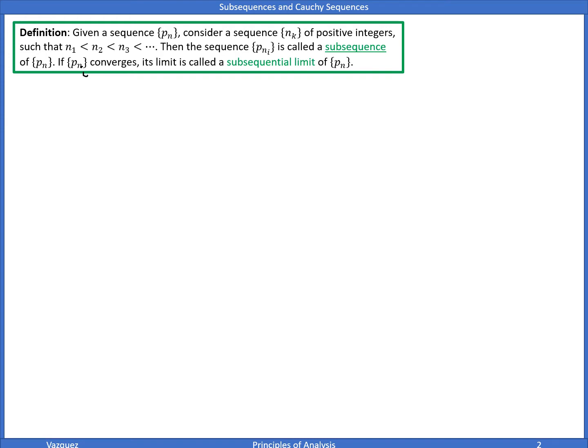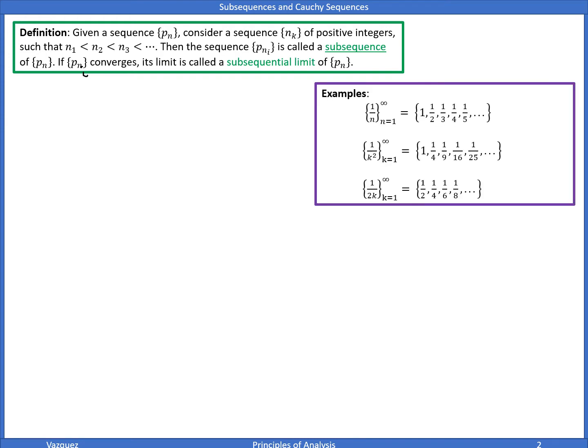We'll look over a few examples. So here we have the sequence 1 over n. I'll write "mother sequence." Sorry about my bad handwriting. If that's a mother sequence, so to speak, this would be a subsequence, and this would be a subsequence as well. So we have 1 over n.